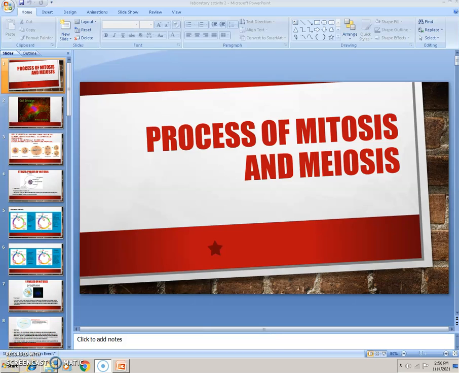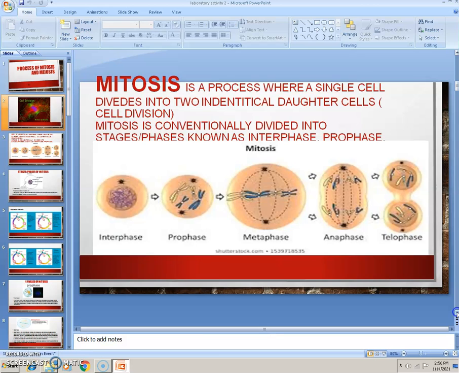This is Richard Devera, and we are going to discuss the process of mitosis and meiosis. First, you have to define what is mitosis. Mitosis is a process where a single cell divides into two identical daughter cells.